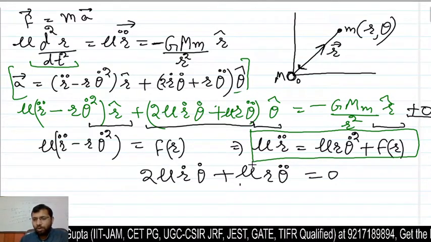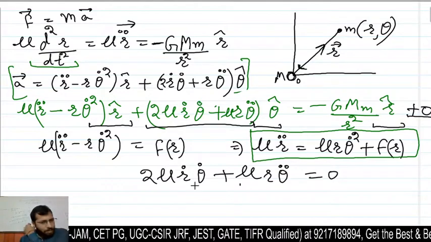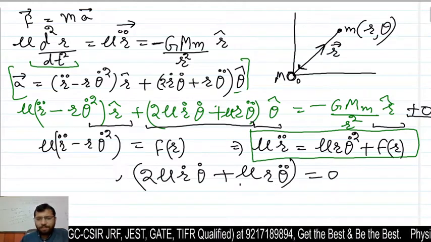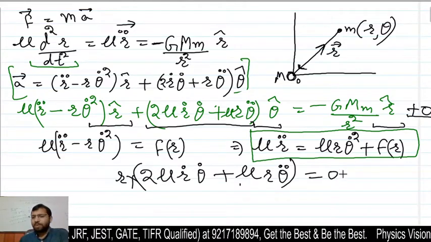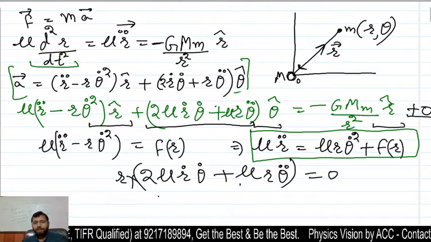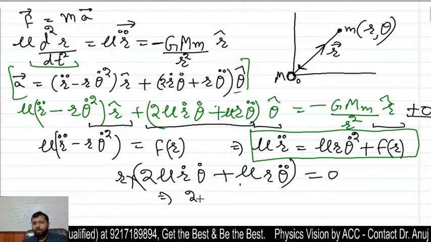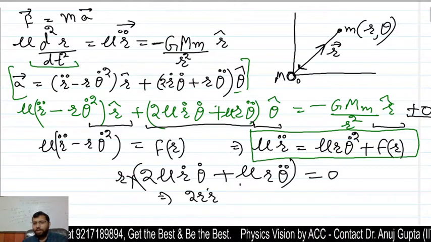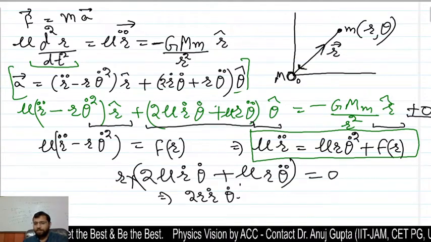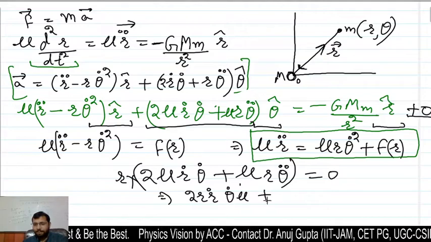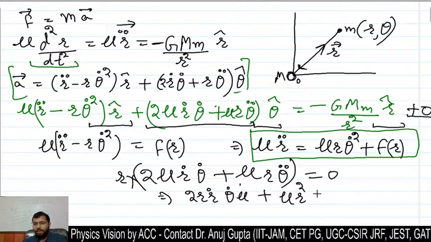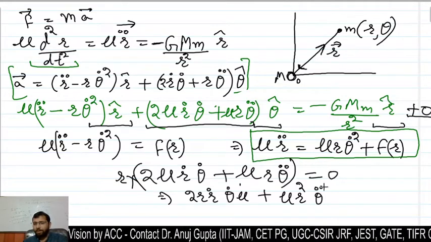Okay, what we will do, we will multiply all of these terms with r. Multiplying with r on both the sides, this will be 0. 0 multiplied with anything is 0. What will we get? We will get 2r dot theta dot, and mu are constant. Okay, plus mu r square is a constant and we get theta double dot here.